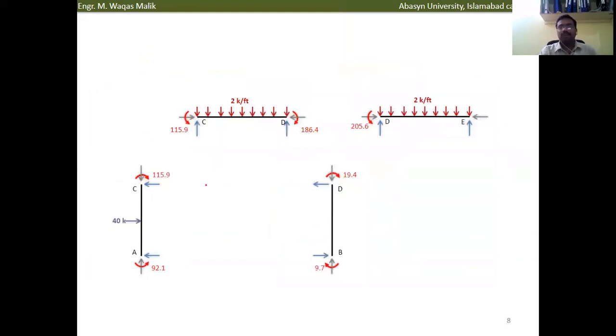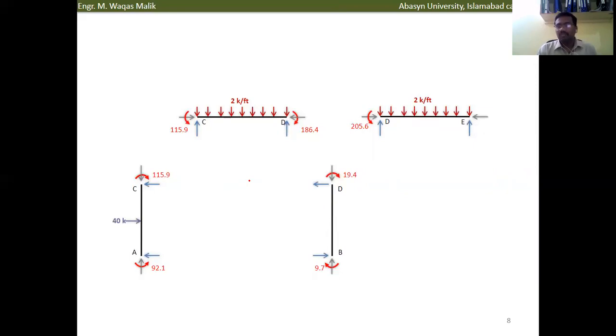And once we have found the values of these member end moments, we are going to draw the free body diagram for each member to find the values of the member end shears. And once we have the values of the member end shears, then we can find the reactions and draw the shear force diagram and bending moment diagram in the usual manner.